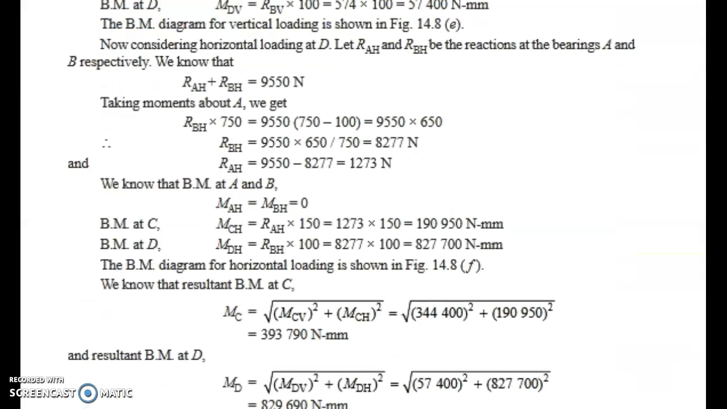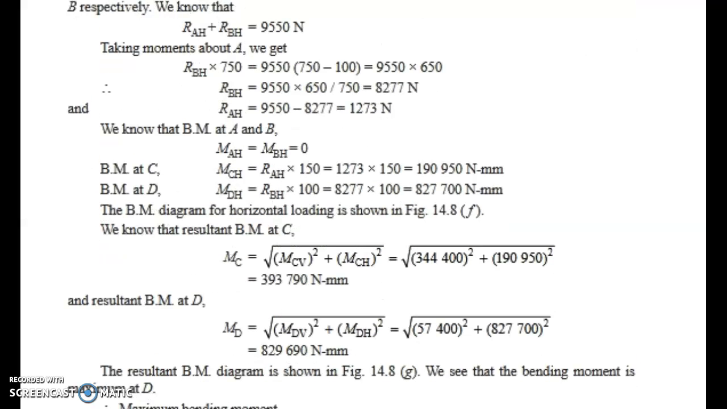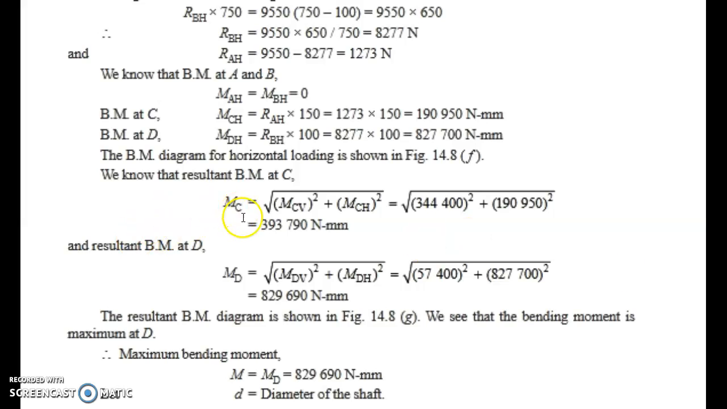After finding the values of RAH, MDH and MDV, also MCH and MCV, we can calculate the bending moment at each point, that is the total or resultant bending moment. How can we calculate it? MC is equal to root of MCV square plus MCH square. MCV we already calculated and MCH also we calculated, V for vertical and H for horizontal. If we take these two values, we will get the bending moment at point C, that is equal to 393.79 into 10 raised to 3 Newton millimeter.